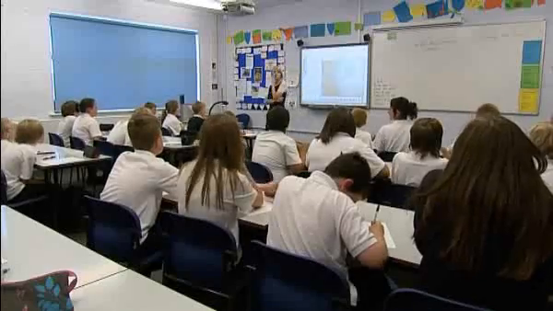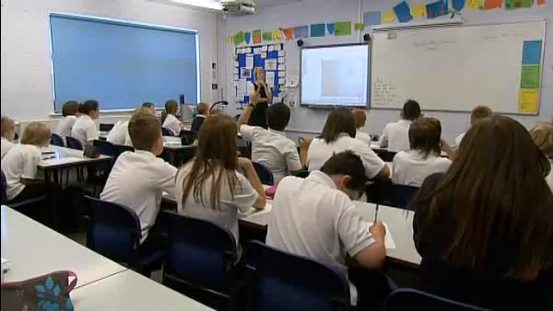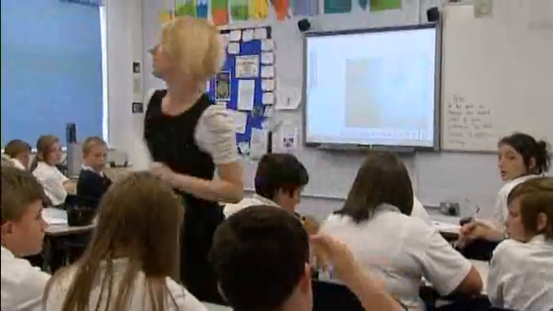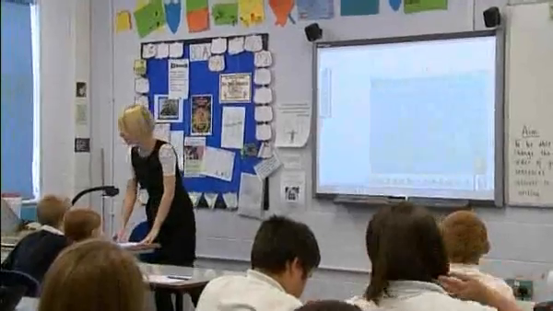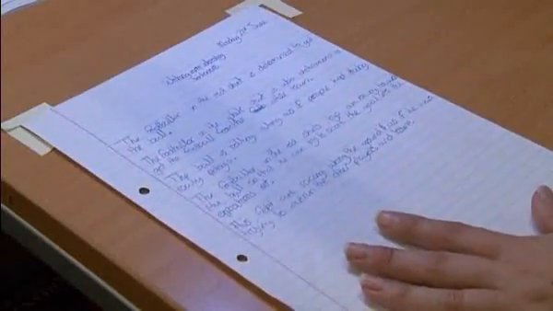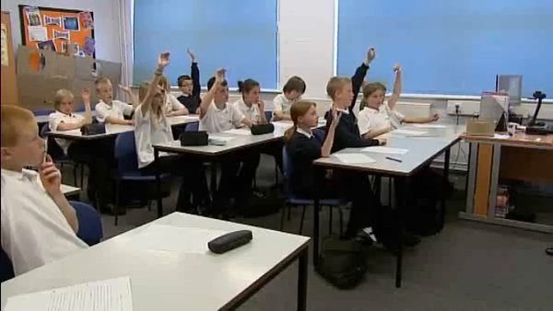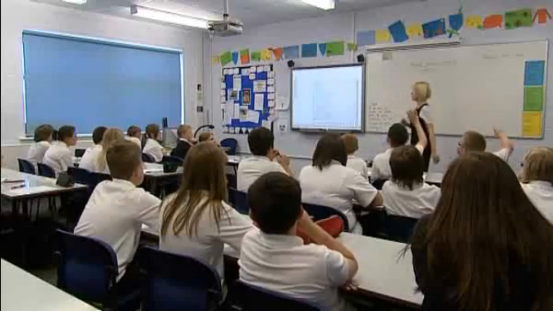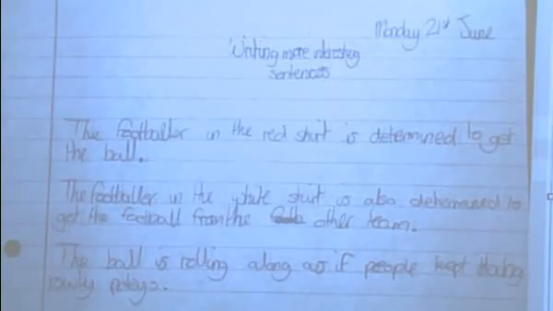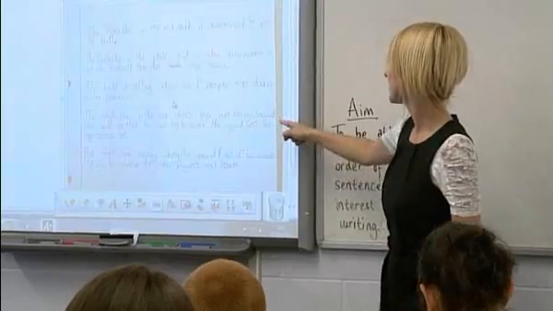Right, what we're going to do now is we're going to have a chance to see some of your brilliant bits of description. I'm going to start off with Jamie's. Wonderful, thank you very much. Who could I get to read this out? Okay, I think I'm going to have Joe to read out the first one, get you to read out the next one, all right? The footballer in the red shirt is determined to get the ball. The footballer in the white shirt is also determined to get the football from the other team.